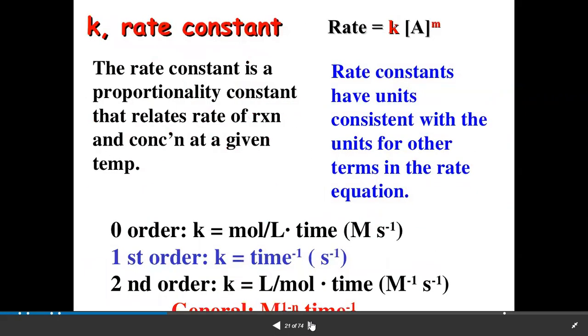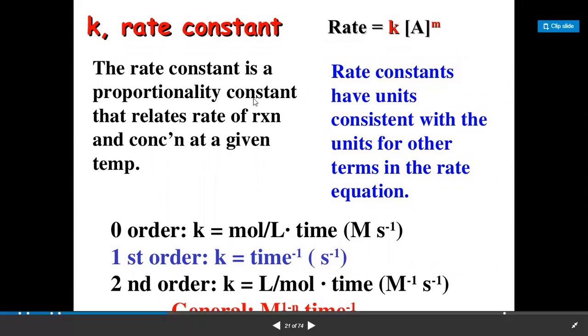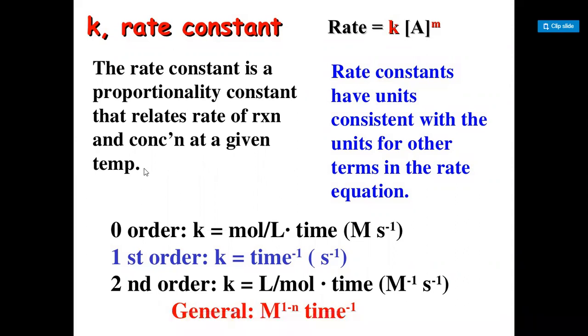Next, rate constant. So what is rate constant? K is the rate constant. When the concentration of reactants is 1 unit, that is, if this whole A power m is 1, then the rate of reaction is known as the rate constant. Got it? Rate constant is a proportionality constant that relates the rate of reaction and concentration at a given temperature, actually at a given temperature as well as a given time.